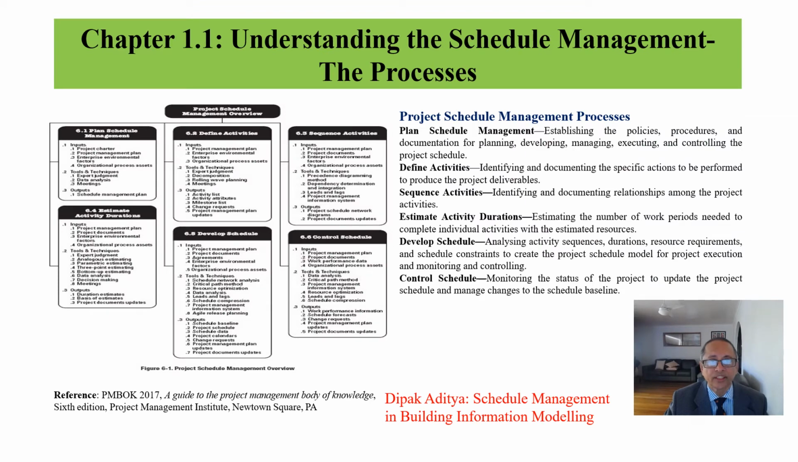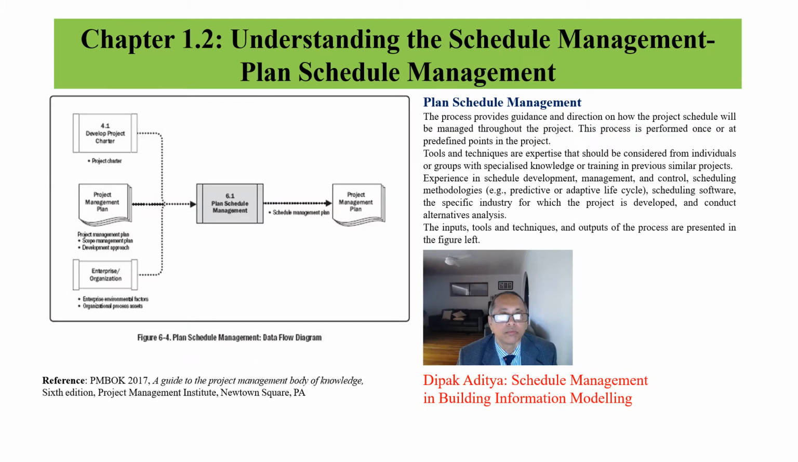Schedule management processes. There are 6 processes: plan schedule management, define activities, sequence activities, estimate activity durations, develop schedule, and control schedule. Each of them is discussed in the following slides. Plan schedule management provides guidance and direction on how the project schedule will be managed. Tools and techniques to develop the plan are expert judgment from previous experience. The input, tools, and techniques are presented in the flowchart on the left.